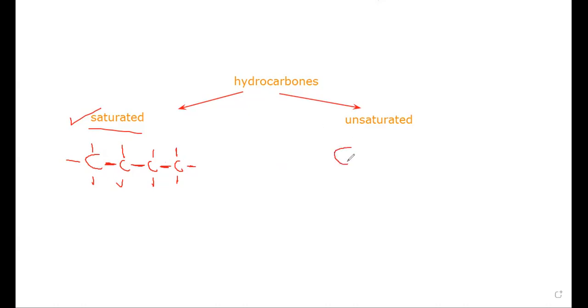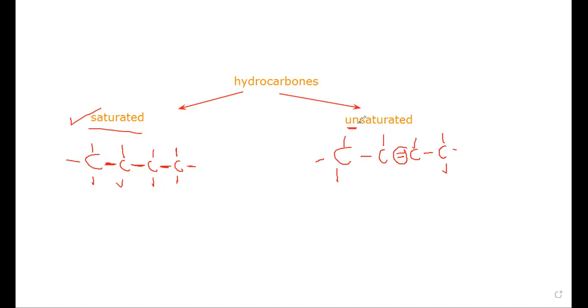For example, here, once we have this, as you can see, not all the carbons are attached by single bonds. Here we have a double covalent bond between the second and the third carbon atoms. So like this, it's unsaturated. And actually, the word unsaturated means that it doesn't completely fill.